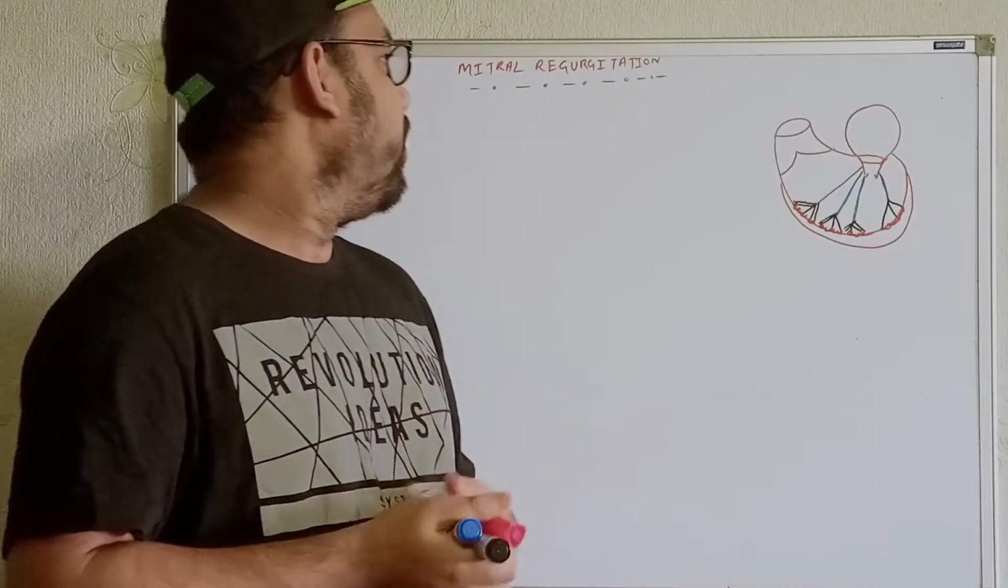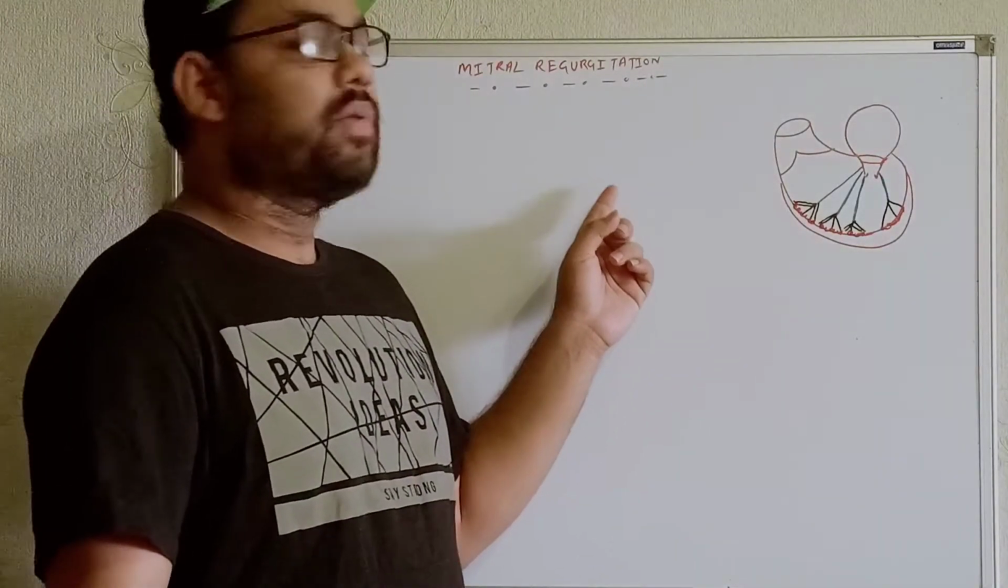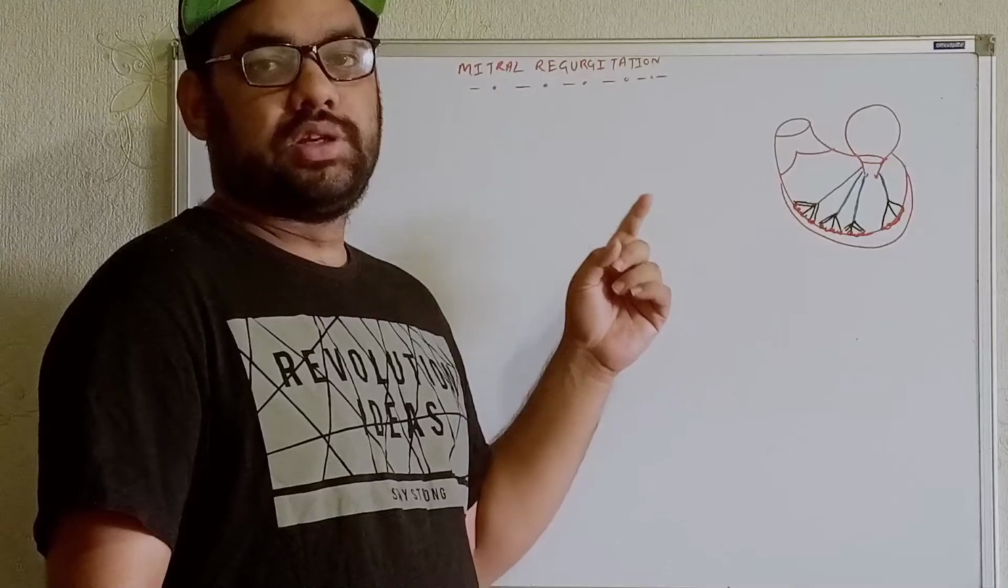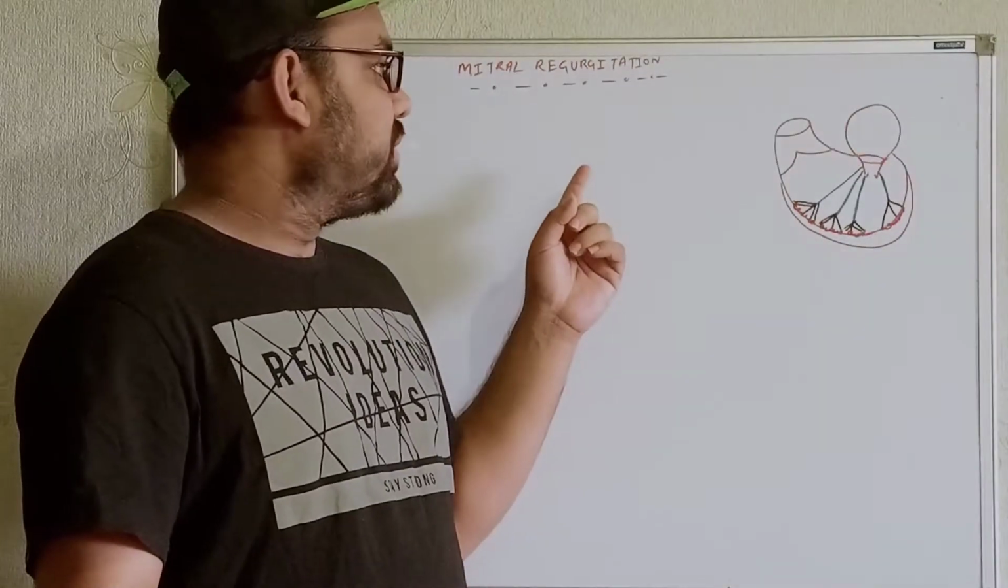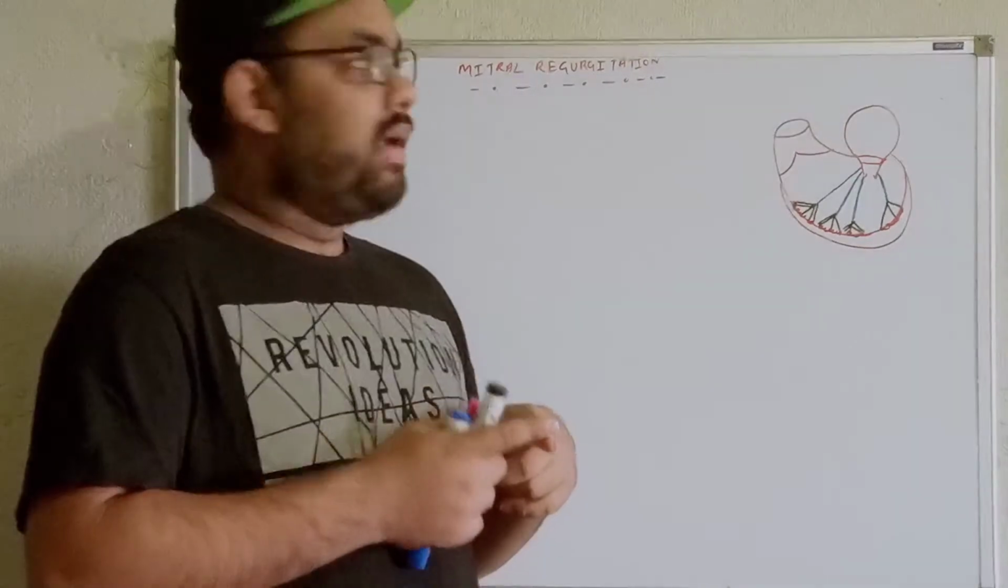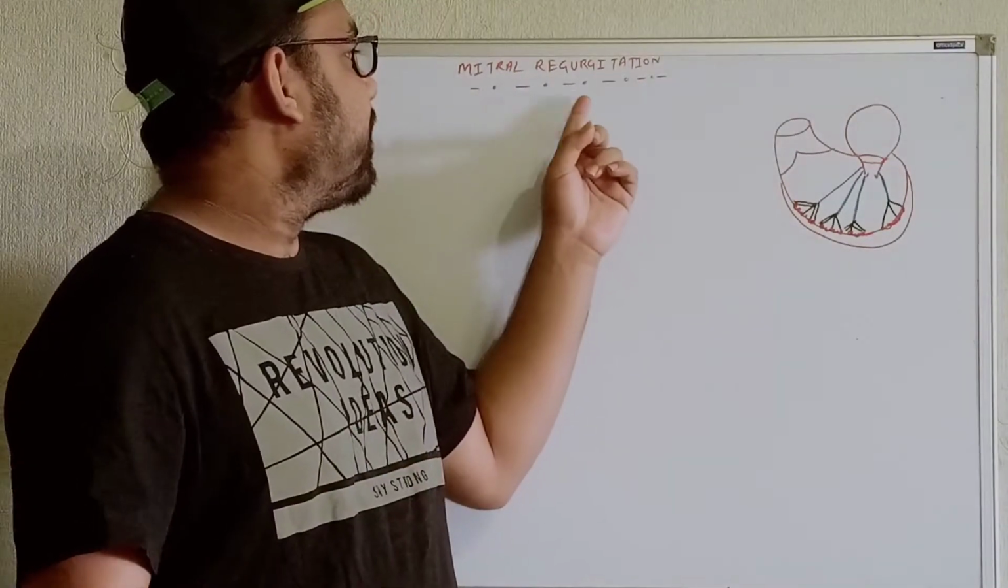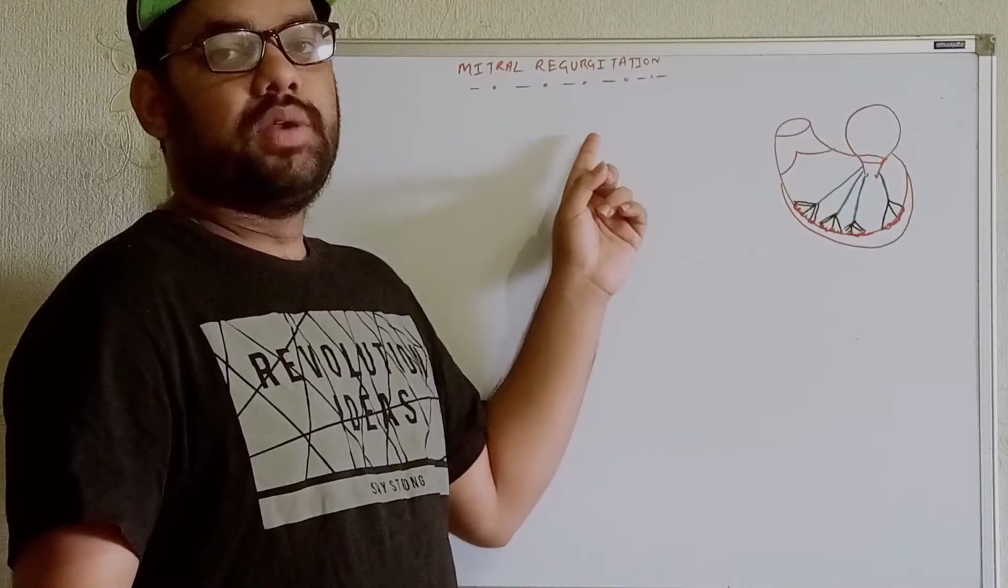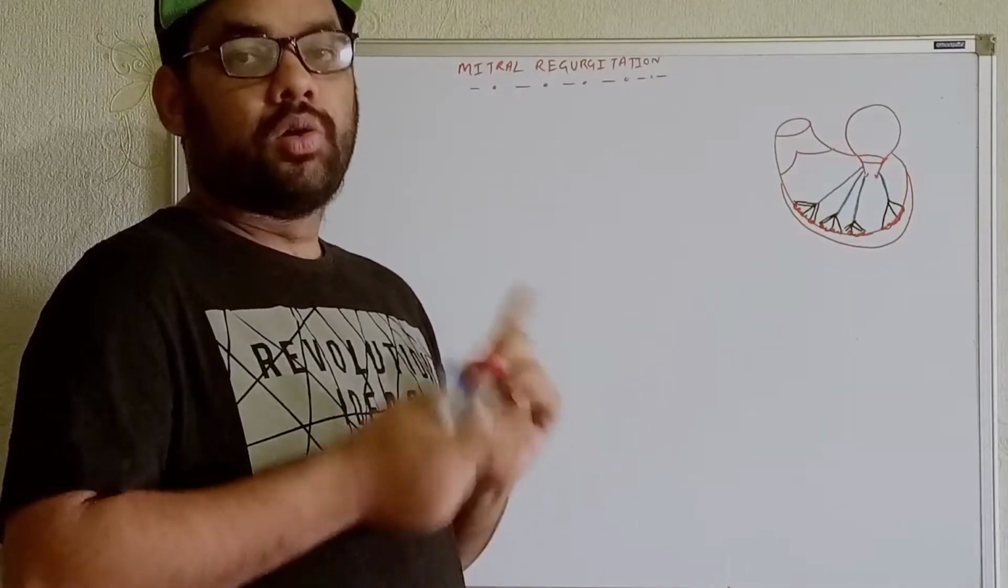Whenever the valves are not able to open properly, that type of condition is known as stenosis. So stenosis means the valves are not able to open properly. In the same way, how can we define the term regurgitation? Regurgitation means whenever the valves are not able to close properly.